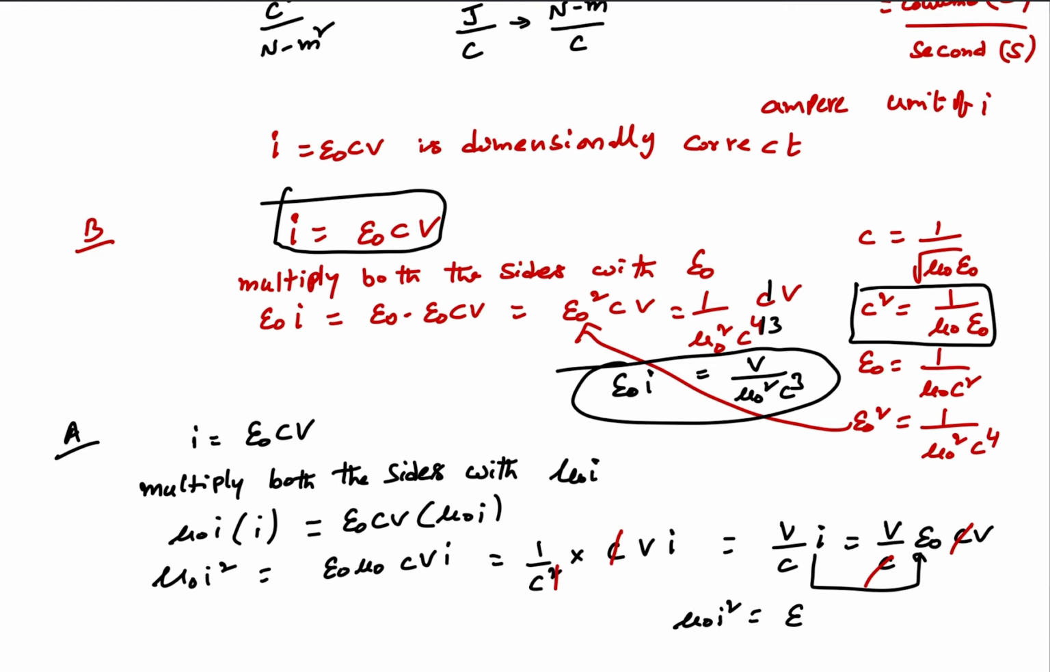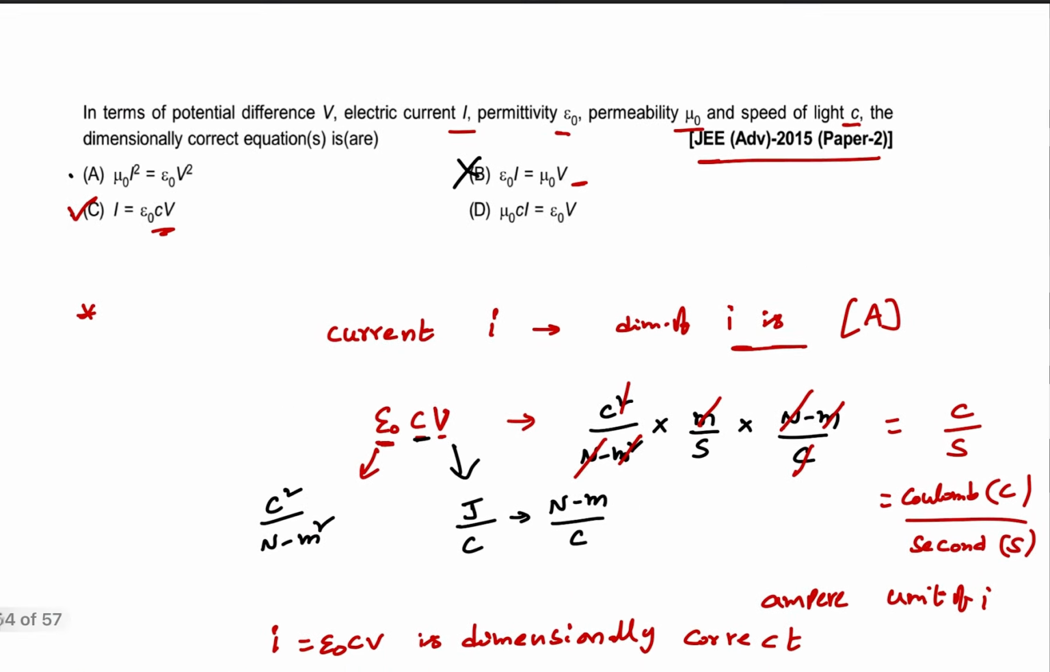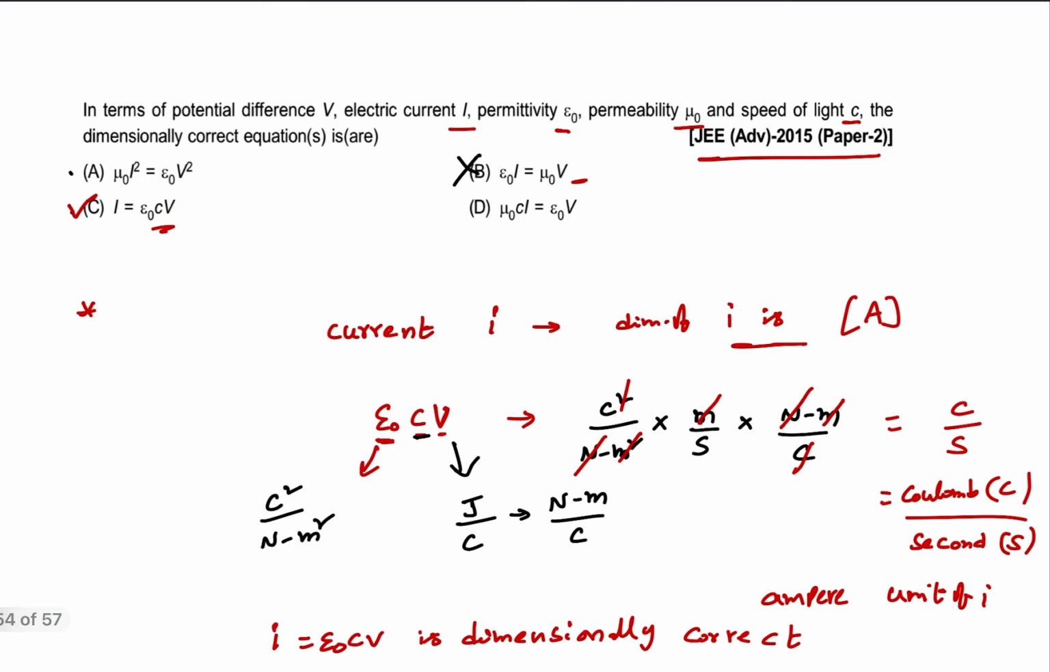Okay, so you can see that C and C get cancelled. So finally I can get mu naught into I square is equal to epsilon naught into V square. You check that mu naught I square is equal to epsilon naught V square. So option A is also correct.